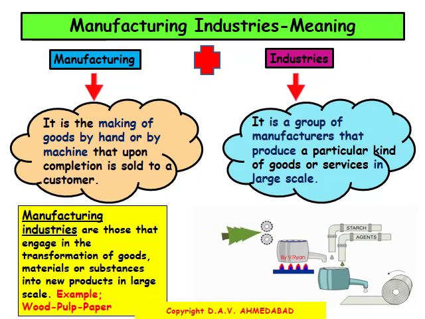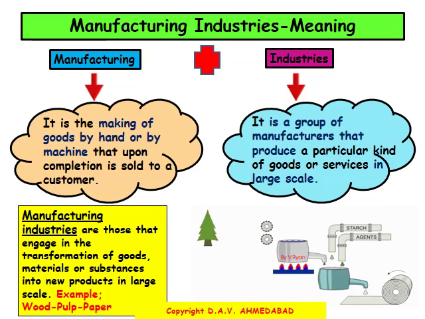So students, let's look into the meaning of manufacturing industries. As you can see, manufacturing industries is a combination of two words, manufacturing plus industries. Now, manufacturing means the making of goods by hands or by machine that upon completion is sold to a customer. While industries is a group of manufacturers that produce a particular kind of goods or services in large scale.